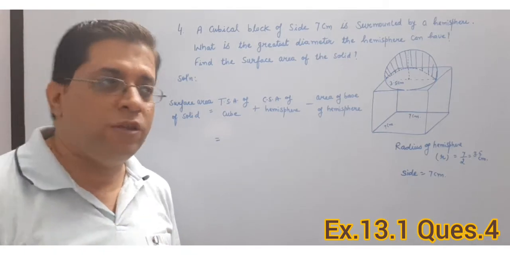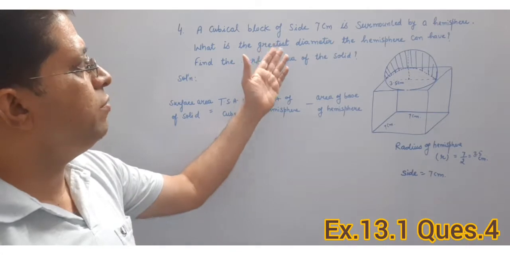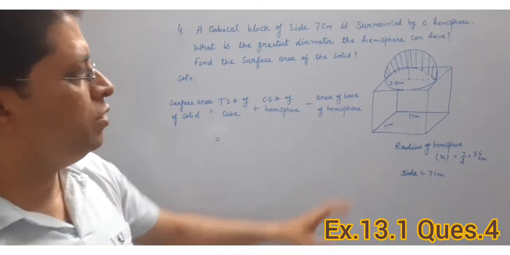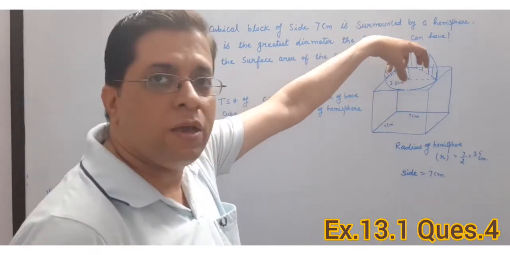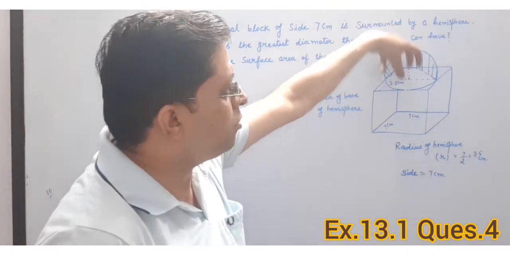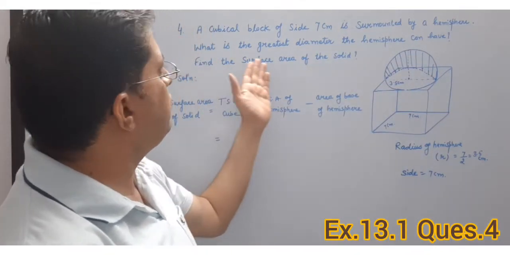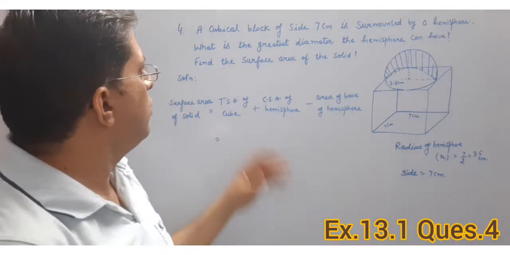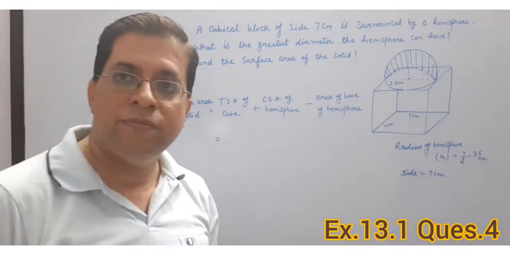Yes, the next question is: a cubical block of side 7 cm is surmounted by a hemisphere. See, one cubical block is there and one hemispherical ball is surmounted on that cubical block. What is the greatest diameter the hemisphere can have? And find the surface area of the solid.